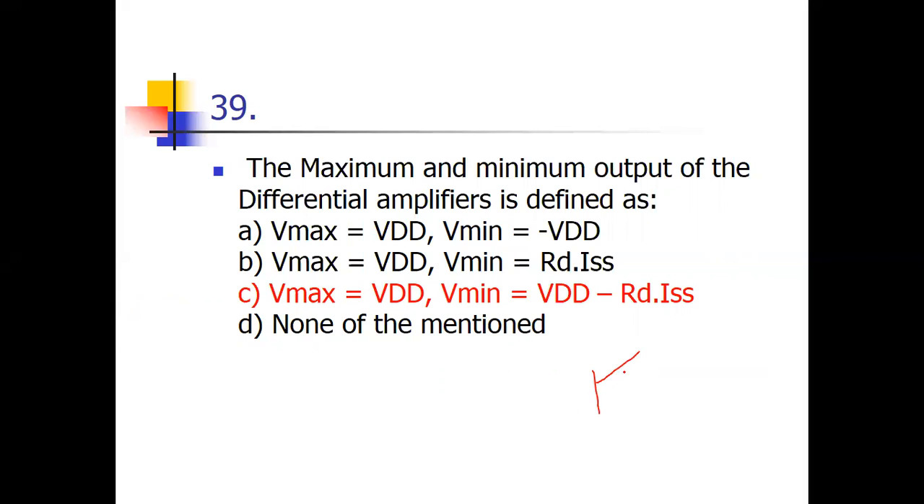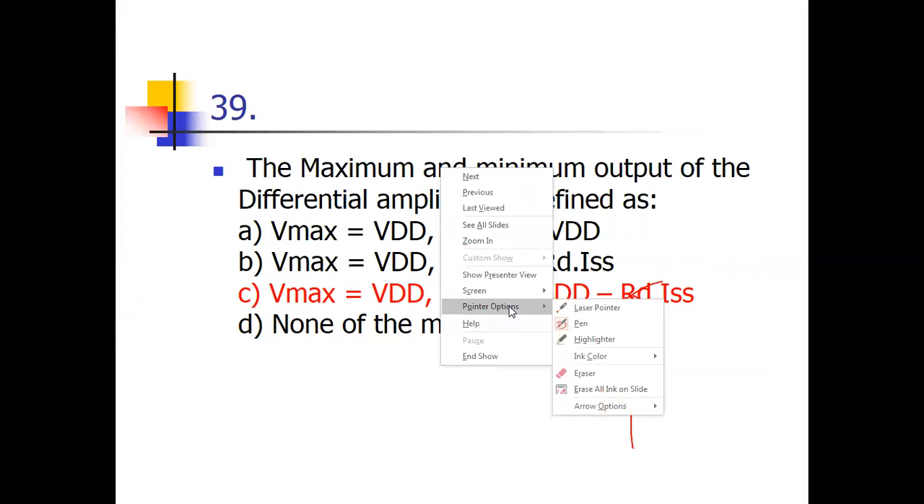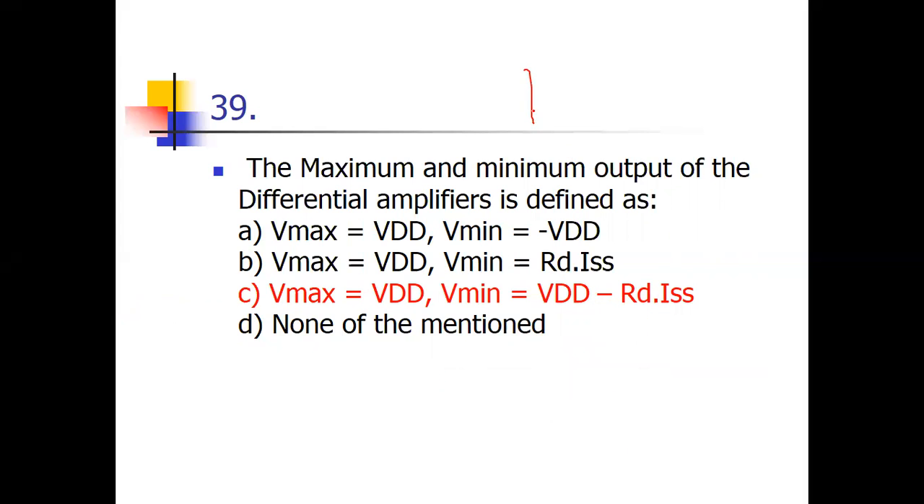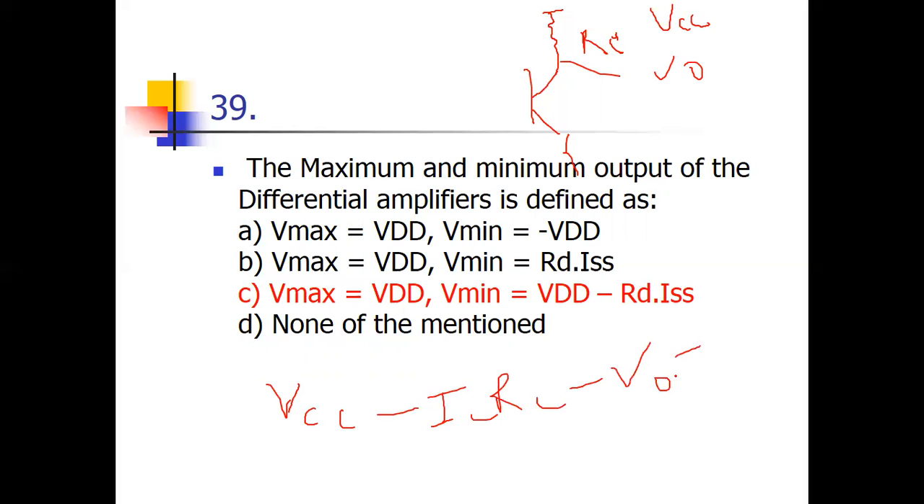Suppose this is your circuit. Okay, this is your RC, and this is your power supply VCC. Here it is your output. What is the output? Output will be VCC minus ICRC minus V naught equals 0. If we are talking about the BJT.